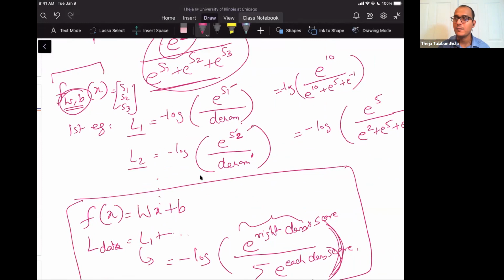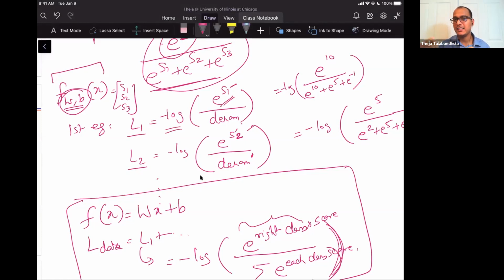Okay, e is like an exponential function, right? It just magnifies whatever the number is. So e to the power 2 is some value, e to the power 4 is going to be a huge value. It's not going to be 2 times 2. So it's not linear. So if, for the right class, you get the score high, then e to the power that score is going to be high, and negative log of that is going to be low.